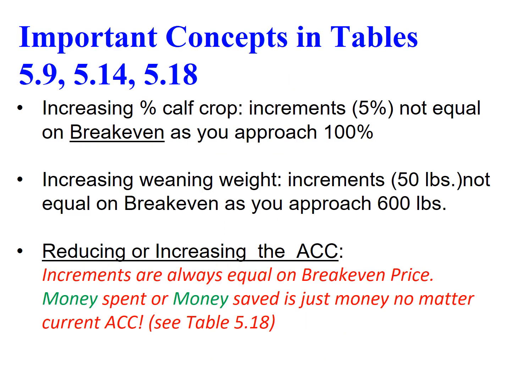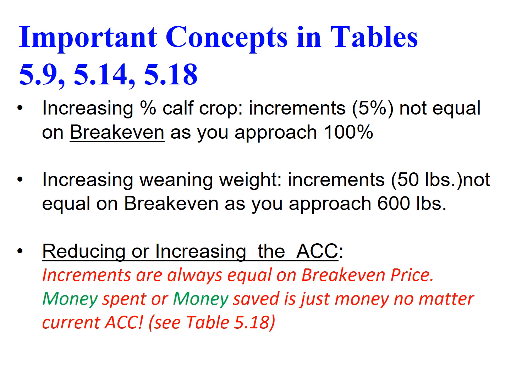All right, we're going to do a little review today. I want to tie together tables 5.9, 5.14, and 5.18. We haven't looked at 5.18 yet, but we will in just a second. This looks at what happens when you increase percent calf crop or weaning weight, and what that can do to help your break even.